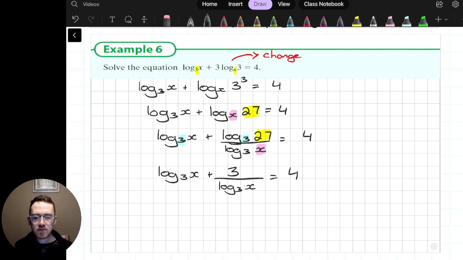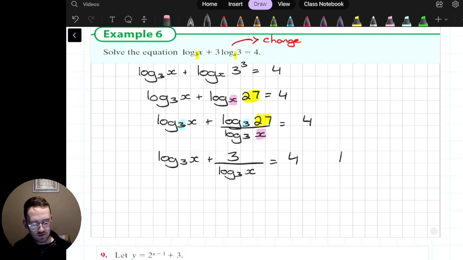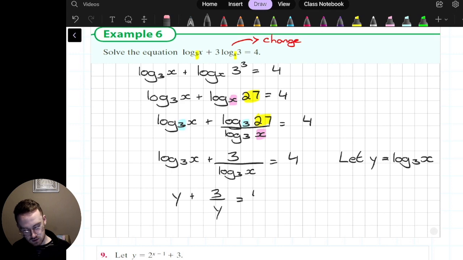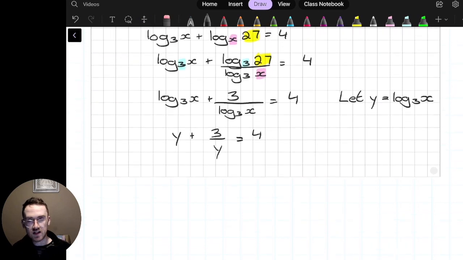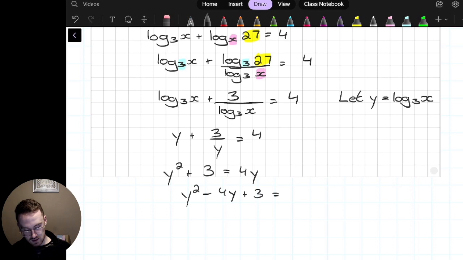And what this might remind us of is some of the exponential questions we already did. So what we're going to do is let y equal log to the base 3 of x. We're going to get y plus 3 over y is equal to 4. Okay, so we should be seeing this as familiar. This is our quadratic questions that we had already. We can multiply across by that y there. We get y squared, tidying things up a little bit, minus 4y plus 3 is equal to 0. And of course we get that y minus 3, y minus 1 equals 0. So y is equal to 3, y is equal to 1.